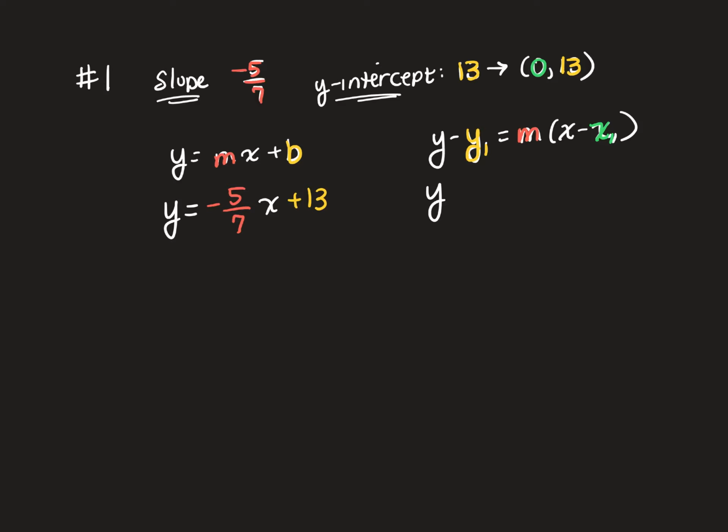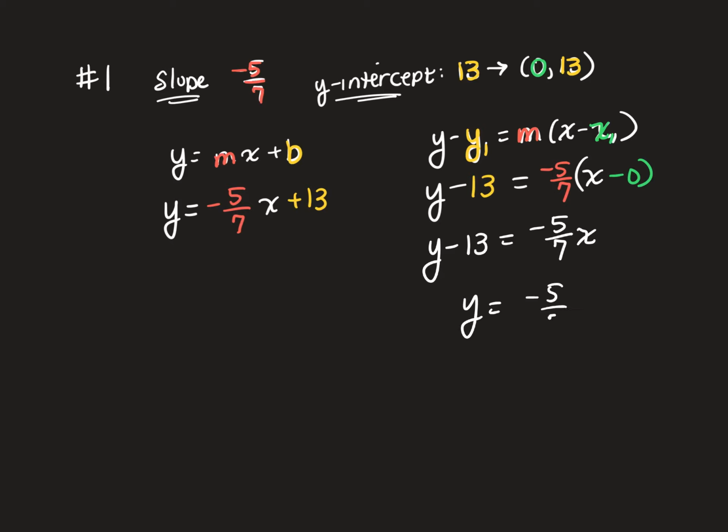It'll be y - 13 = m, which is negative 5/7, times (x - 0). Which, I mean, guys, here's what it ends up being: y - 13 = -5/7 x. And if you add 13 to both sides, you get the same equation that I have written over there.